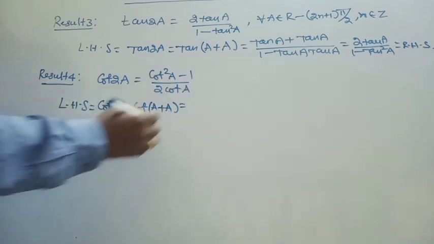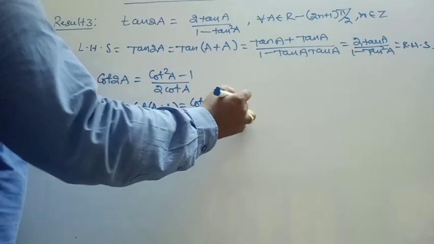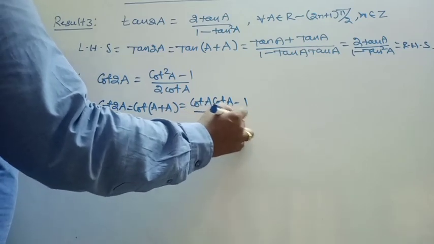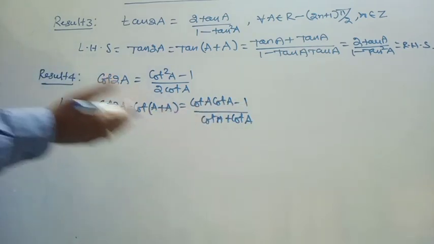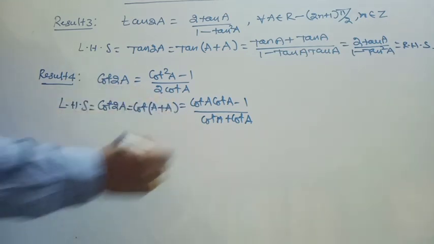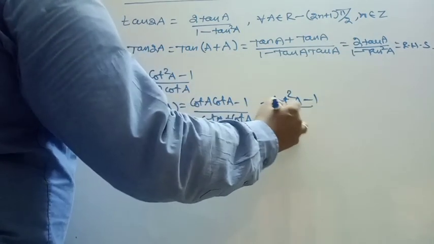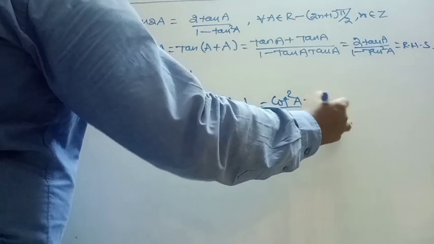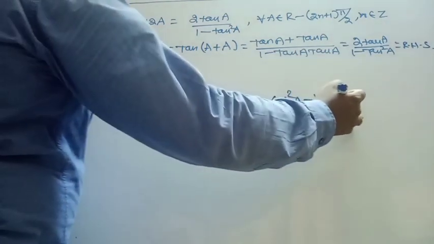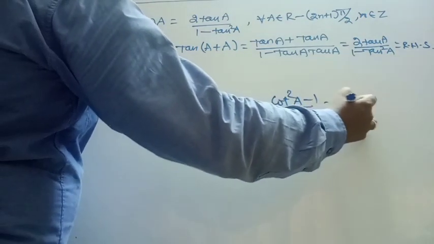The cot(a plus b) formula is cot a cot b minus 1 by cot b plus cot a. Here in the place of b we are taking a only, because in a plus b, in the place of b we are having a only. Now this is nothing but cot square a minus 1 by 2 cot a. Fine. And this is equal to the right hand side part.